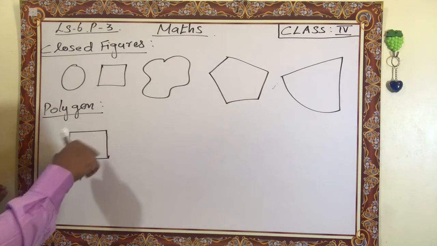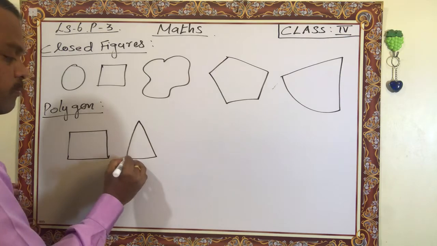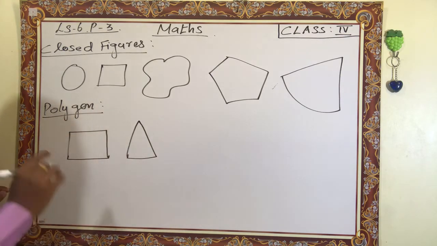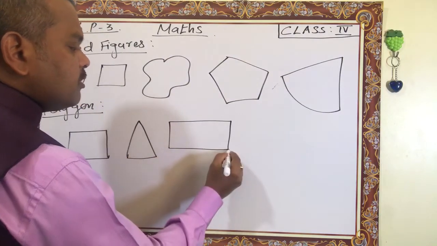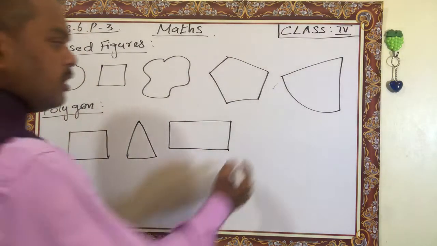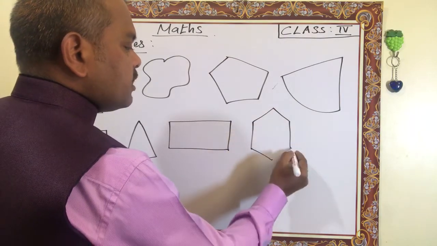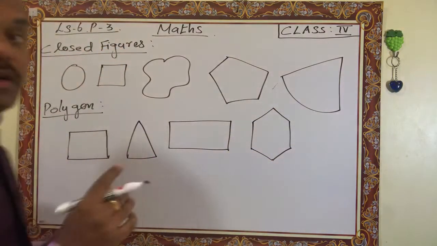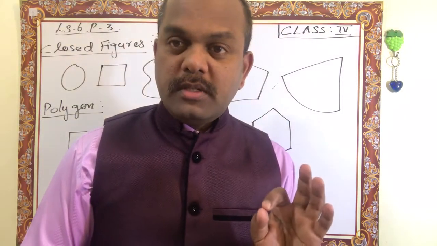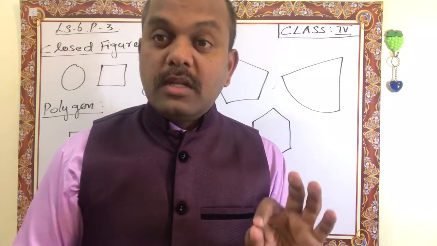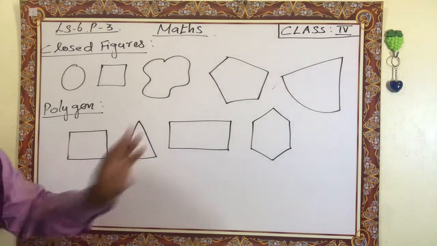This is looking like a square. Not only a square, a triangle is also a polygon. A rectangle is also a polygon. Okay, and pentagon, hexagon, all these types of figures are called polygons. Our concept is a closed figure with a number of straight sides. The sides should be straight.